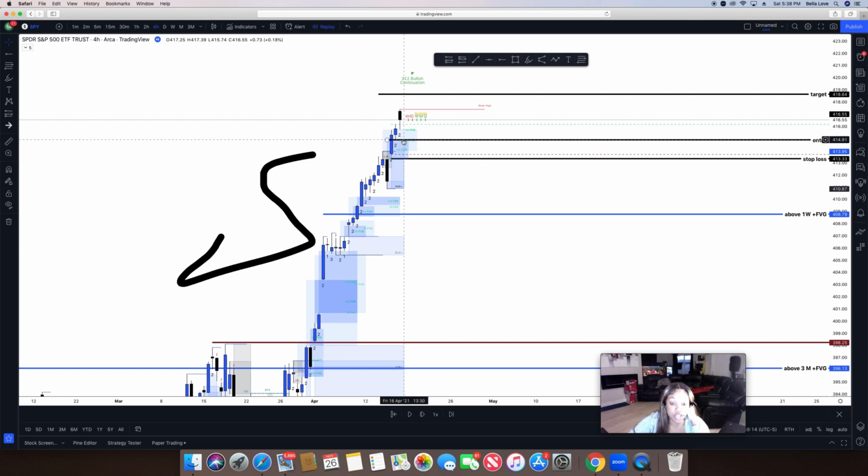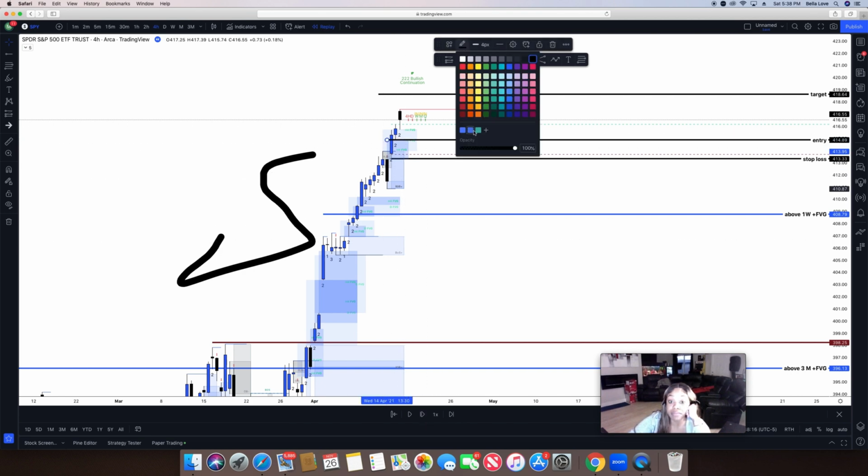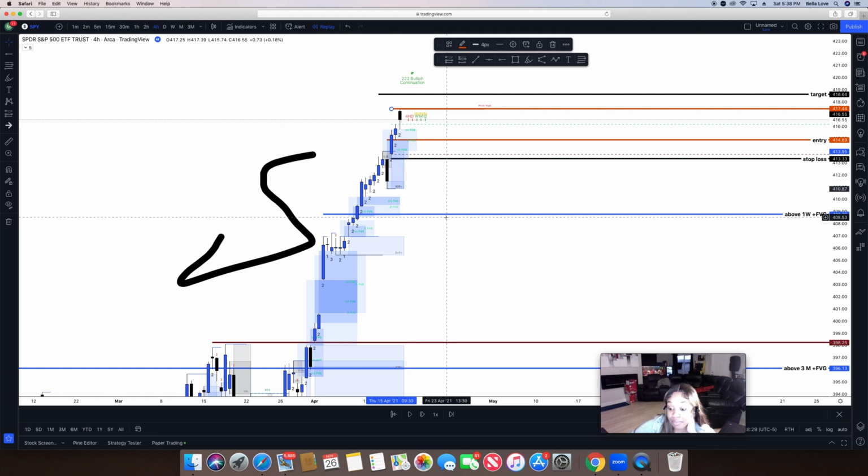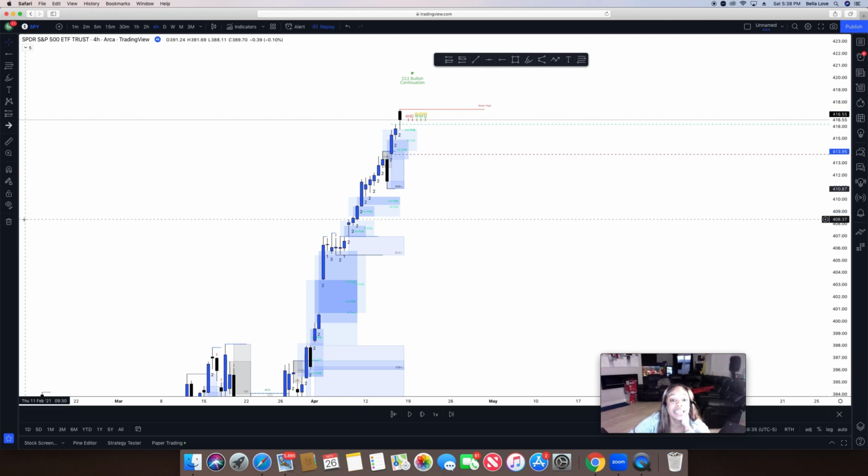So this was the entry here at 414, and it went to a high of 417. So it went about $3 up. That's a good trade on SPY. So let me just go ahead and start looking for the next trade, because I'm not too sure about what this next candlestick's gonna do.